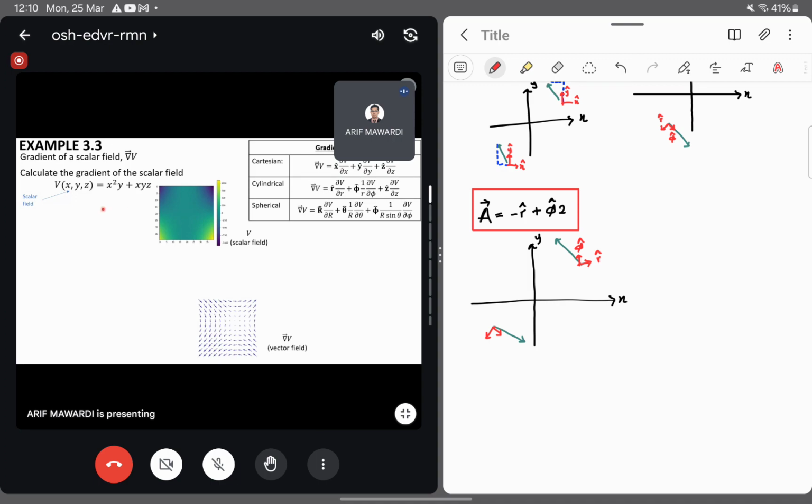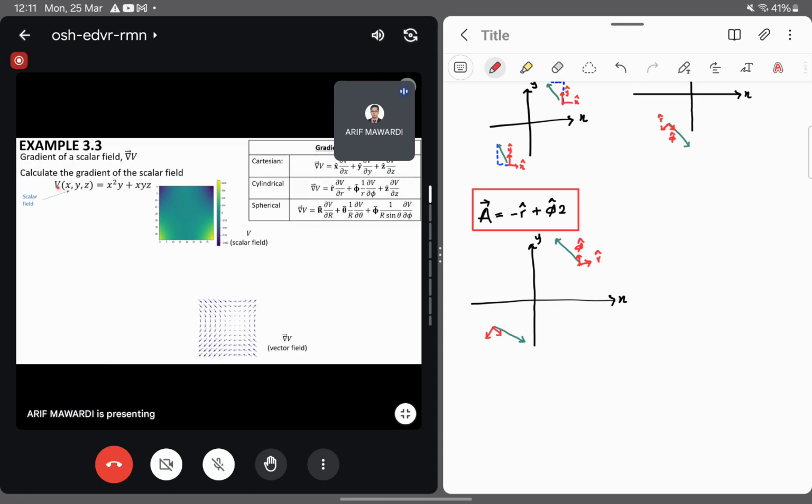In today's video I will not show you how to do the calculation, because I think it's not effective to show you the calculation again. Instead, I will record a video, and in that video I will explain to you how to do the calculation. For now, I just want to explain qualitatively what happens when we perform a gradient on a scalar field.